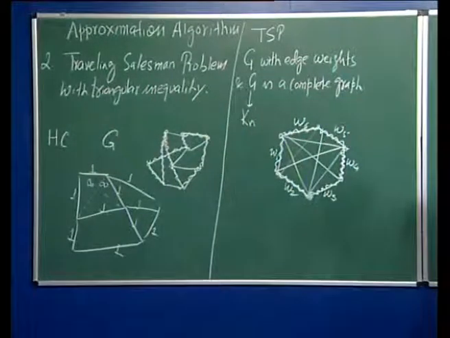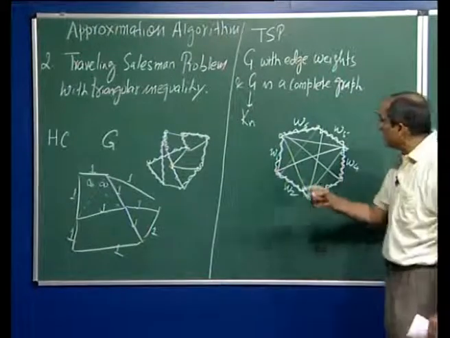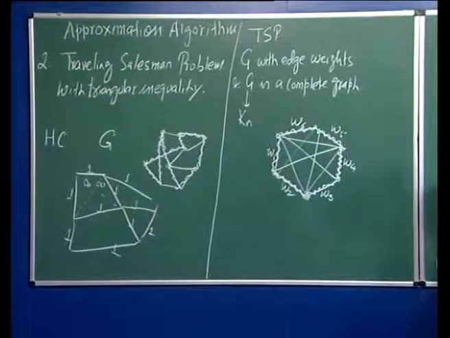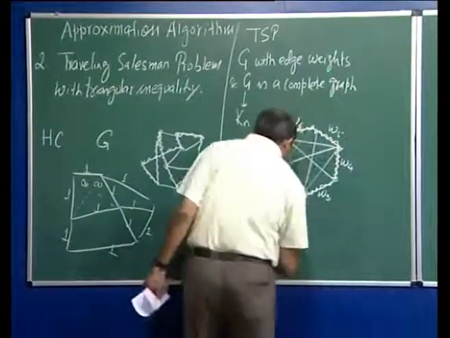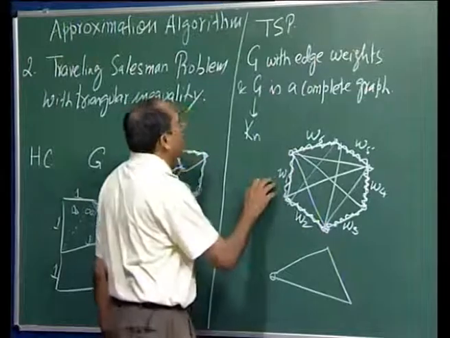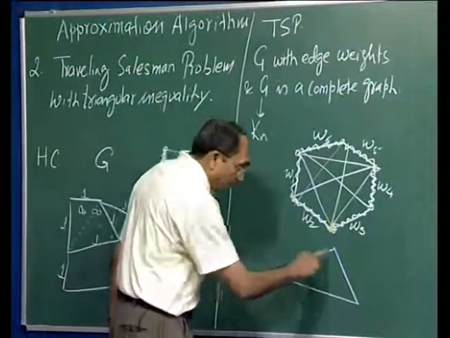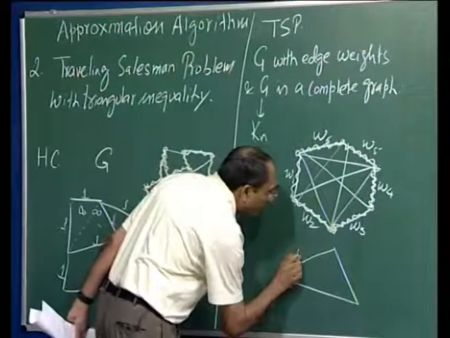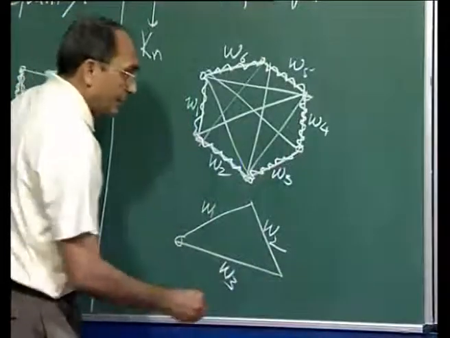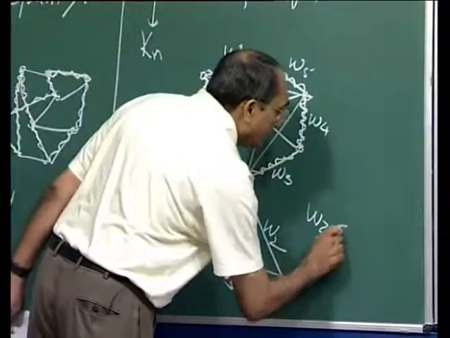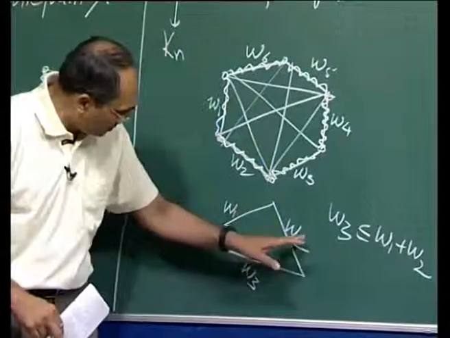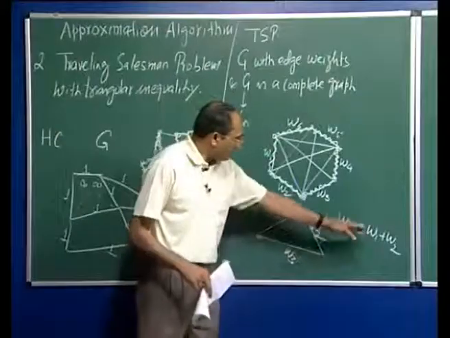But we are going to make one more assumption about this. What we assume is that the weights are such that they satisfy the triangular inequality. What it says is that suppose you have this graph G, which is Kn, whenever you have a triangle, if the weight of this edge is W1, this is W2 and this is W3, in that case W3 is always less than or equal to W1 plus W2. By the same token, W1 is less than or equal to W2 plus W3, or W2 is less than or equal to W1 plus W3.